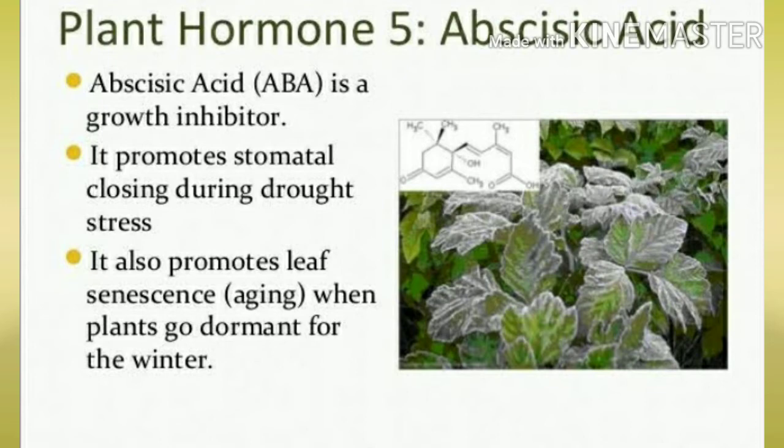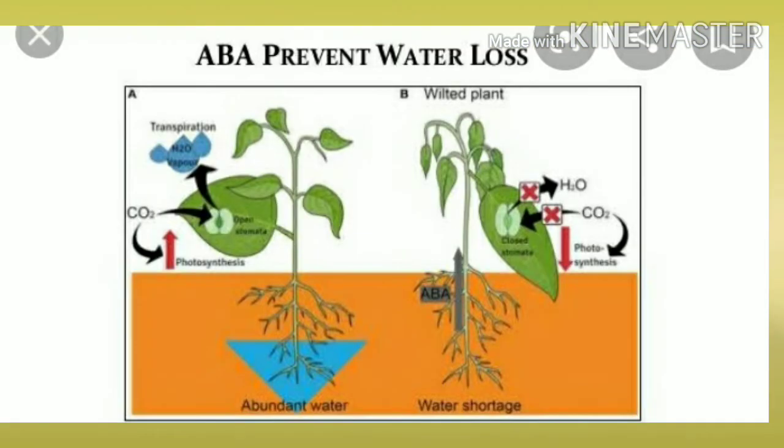Abscisic acid is formed in the leaves and it brings about the closing of stomata to prevent transpiration. It also promotes leaf senescence when the plants go dormant for the winter. We are saying that abscisic acid brings about the closing of stomata to prevent transpiration. Transpiration means what? It is the process of water movement through the plant and its evaporation from aerial parts, for example leaves, stem, and flower.